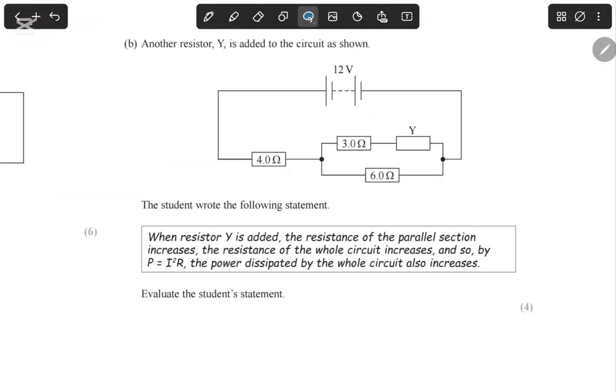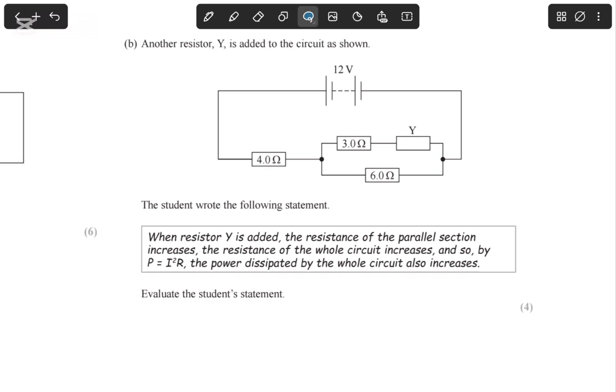Now let's move on to the next part. So we have the next question. It says another resistor Y is added to the circuit as shown, and the student wrote the statement: when resistor Y is added, the resistance of the parallel section increases. The resistance of the whole circuit increases. So by P equals I squared R, the power dissipated by the whole circuit also decreases. So we have to evaluate the student's statement.